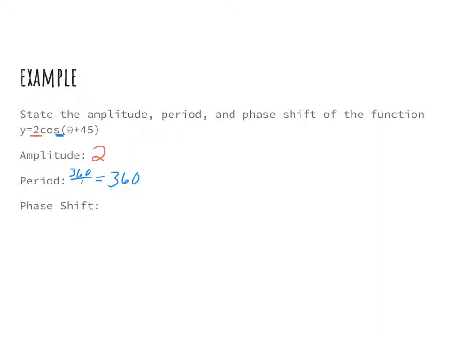For our phase shift inside the parentheses, we have a plus sign. Plus means we're going to move to the left. And if it's plus 45, we're going to go to the left 45. So again, in the check-in and the quizzes and the tests, make sure you do direction first, then how far. Go ahead and pause the video, do this last one on your own, and then hit play and see how you did.